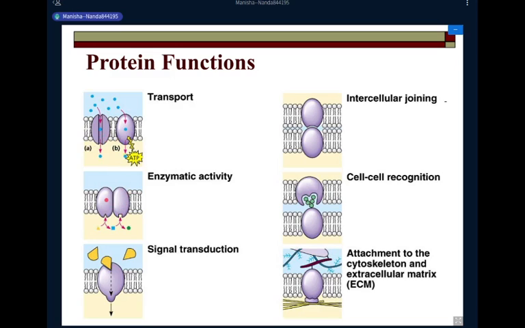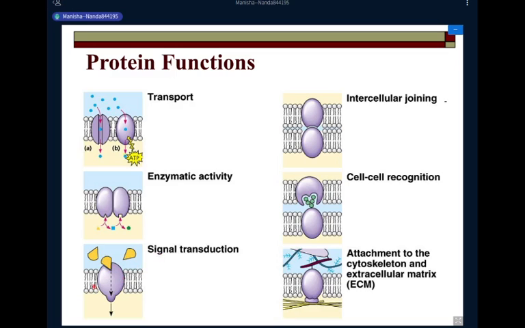Then these membrane proteins can act as enzymes also, right? These proteins act as enzymes, and they can initiate different cytosolic reactions by their domains that connect them to the cytosol.